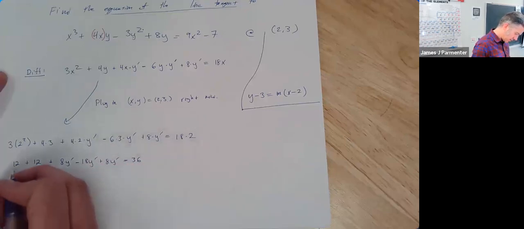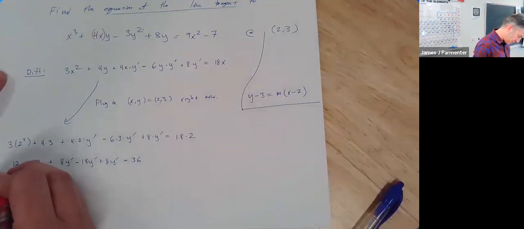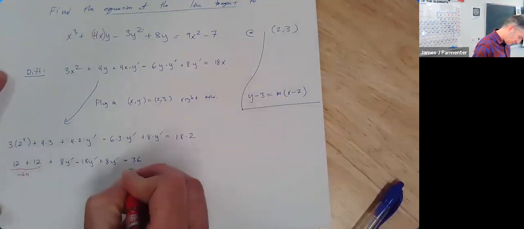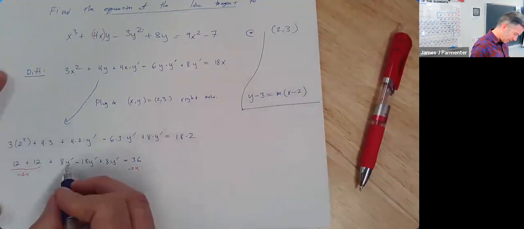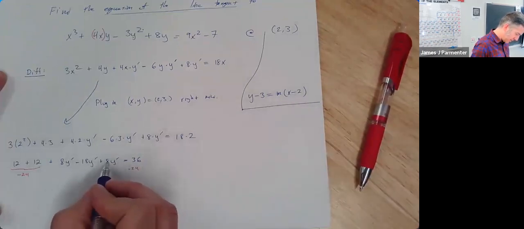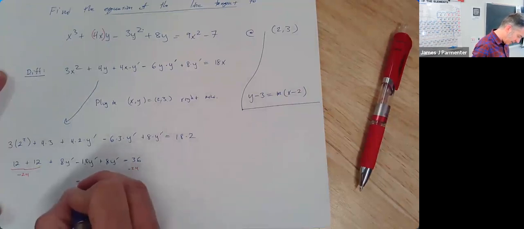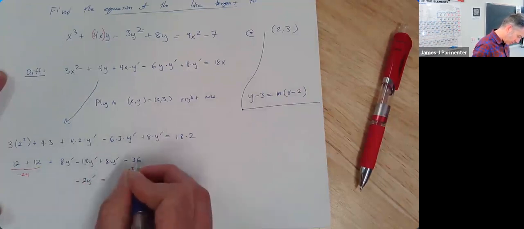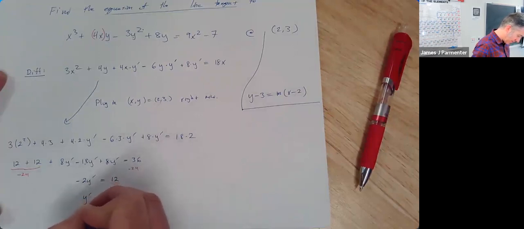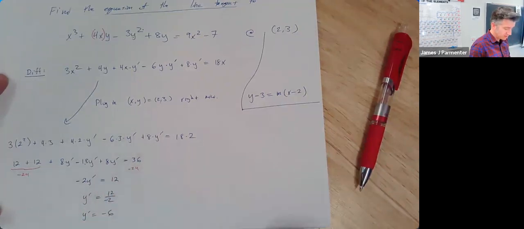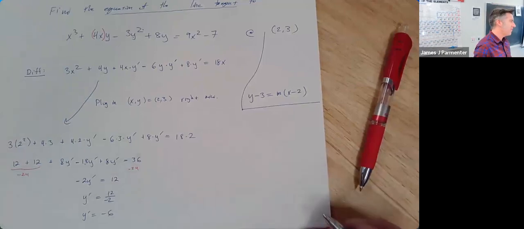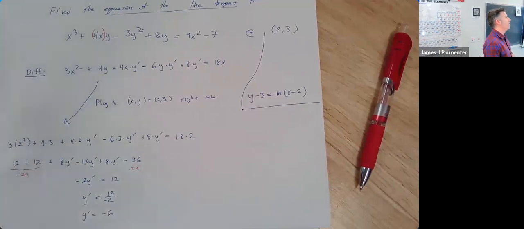12 plus 12 is 24, so subtract 24 from both sides. So I end up with, let's see, 8 plus 8 is 16, minus 18 is -2. So I have -2y prime equal to 12. So y prime, which is my slope, is 12 divided by -2. So y prime is -6. And that is definitely the way when you get asked this type of question on your exam, which you for sure will. It's probably the way your teacher wants you to do it.